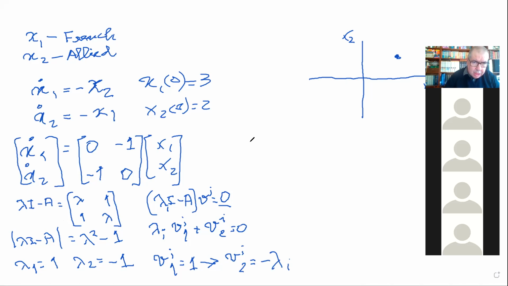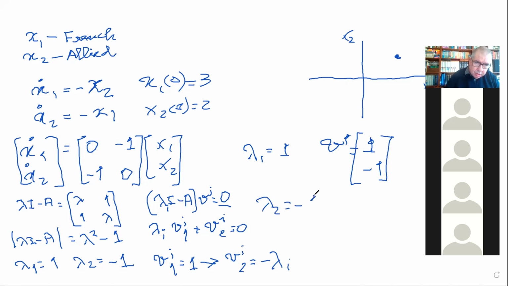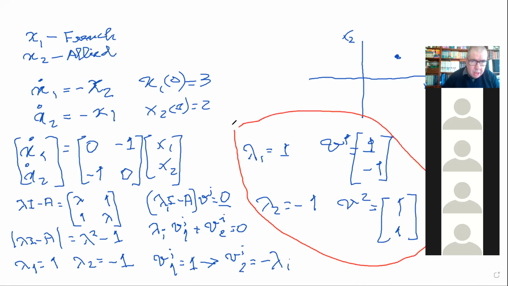So according to my computation, for lambda 1 equals to 1, it should be v1 equals to 1 and then -1, and for lambda 2 equals to -1, it's v2 equals to 1, 1. Am I right? Yes. So let's place here the eigenvectors. So one is 1, 1. And the other is 1, minus 1.